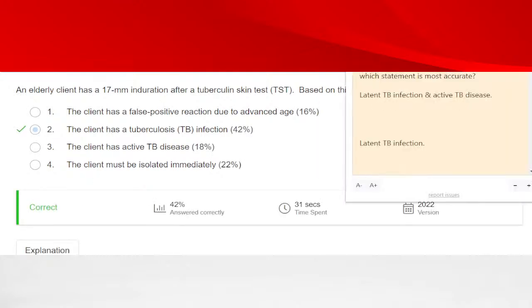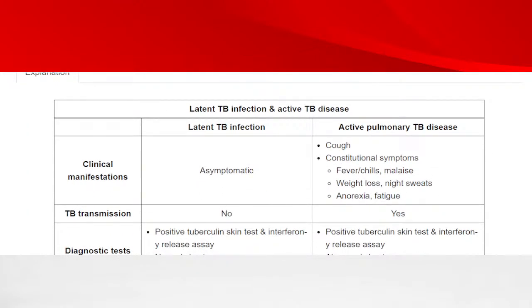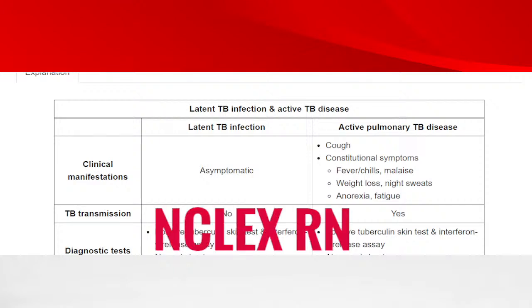An elderly client has a 17-mm induration after a tuberculin skin test, TST. Based on this result, which statement is most accurate? Latent TB infection and active TB disease. Latent TB infection: clinical manifestations, asymptomatic; TB transmission, no. Active pulmonary TB disease: clinical manifestations, 1. Cough. 2. Constitutional symptoms: 1. Fever, chills, malaise. 2. Weight loss, night sweats. 3. Anorexia, fatigue. TB transmission: yes. Diagnostic tests.